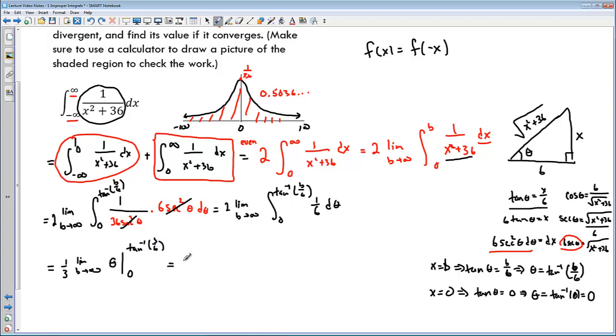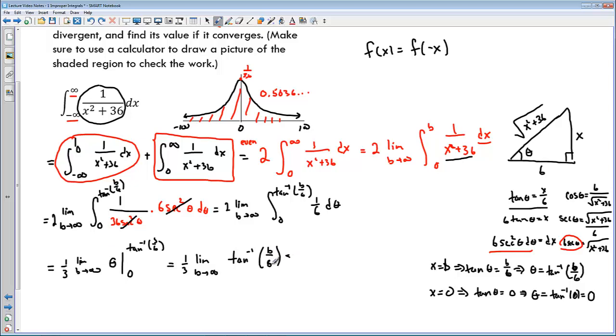Then I just do what this says. And so this is 1/3 the limit as b goes to infinity. And so I plug in the upper limit and take off when you plug in the lower limit. So you plug in the upper limit for theta. So it's just tan inverse of b divided by 6. And then minus, when you plug in 0, you get back 0. So you're just doing this limit.